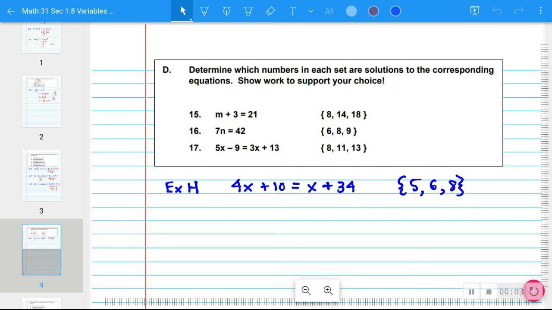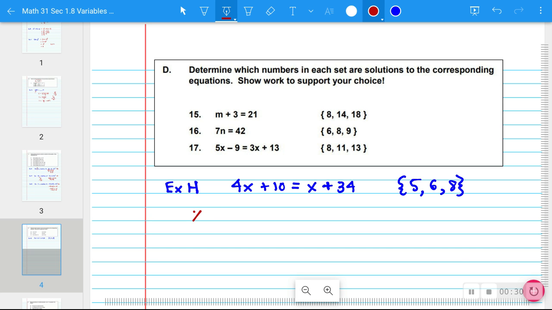Okay, this is a continuation of section 1.8 for Math 31, variables, expressions, and equations. And in this first example here in the second video, example H, we are looking for one of the three numbers that are given to us, or maybe more than one. We're trying to find which of these is the solution or the solutions to this equation. So we try them just in order here.